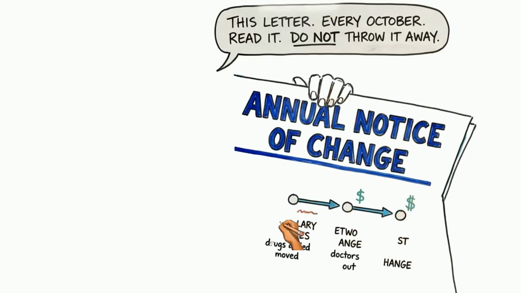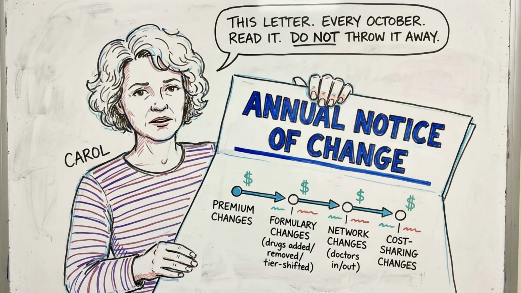Why plans change every year, and why you must compare every year. Insurance companies renegotiate their Medicare contracts with CMS annually. Every October 1st, your plan releases its new annual notice of change, the letter most people throw away. This notice contains every change to your plan for the coming year: premium changes, drug formulary changes, network changes, and cost-sharing changes. Ignoring this letter is the single most expensive habit in Medicare.